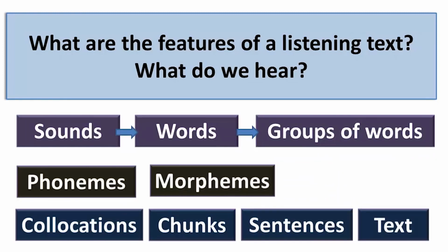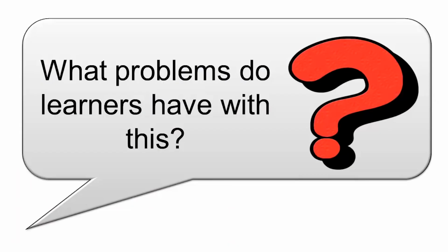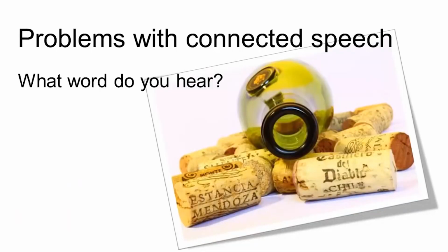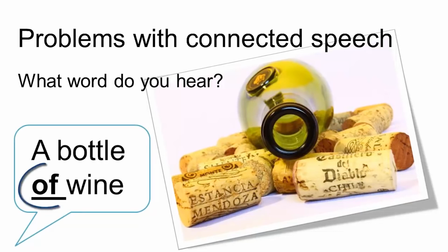So this sounds simple enough, but of course there are some problems for learners. So what problems do they have? Well, one of the big ones is with connected speech. English has some serious problems with this. So I'm going to give you a word. This is an English word, I promise you, and I'd like you to tell me what word it is. That is an English word, and of course I'm sure you understood that it was this word, a bottle of wine.